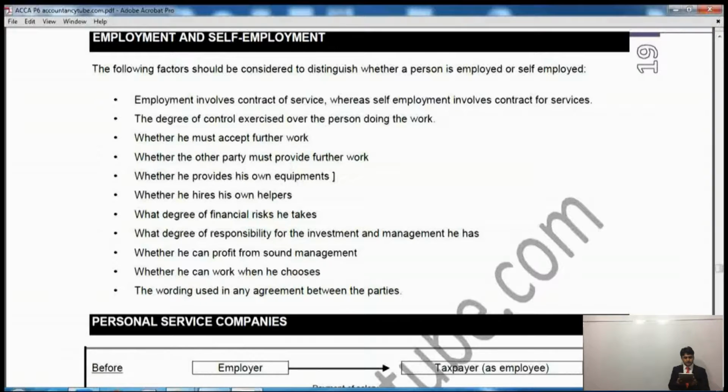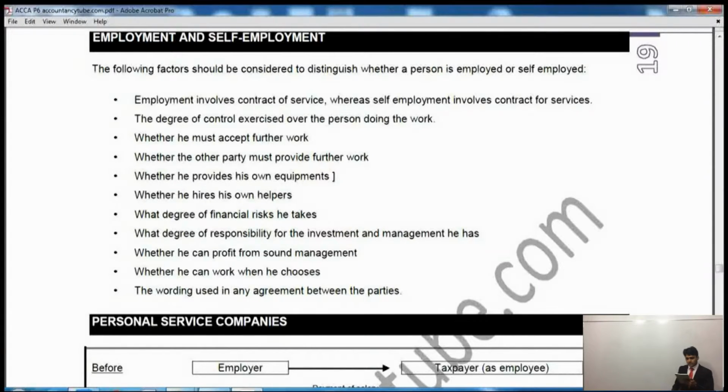The next one is whether he must accept further work. Now if my boss says that you must accept this work, for example I'm doing P6 lectures, then my boss pops into the studio after I finish and he says, could you please take P2 lectures as well? Then he says, could you please take P3 lectures as well? Could you please do P4 as well? So if he keeps pushing me towards more and more work and I keep doing it, it means I must accept further work, and it eventually means I am employed. If I say I can't do it, then I am self-employed.